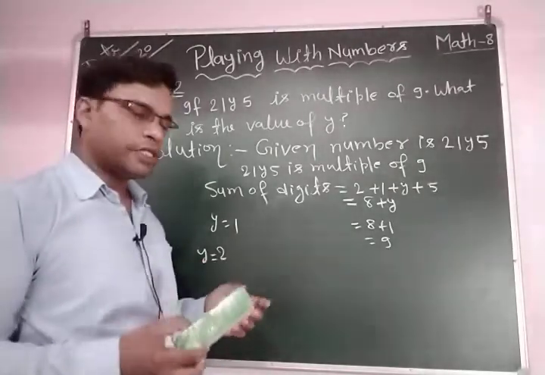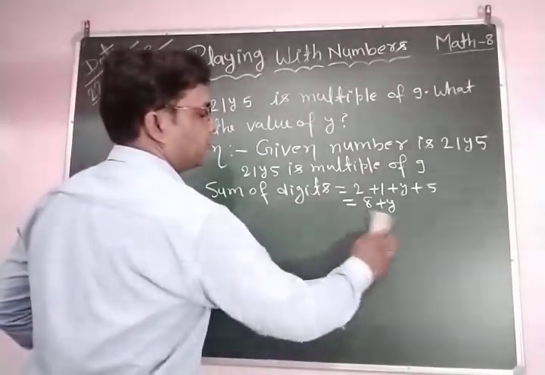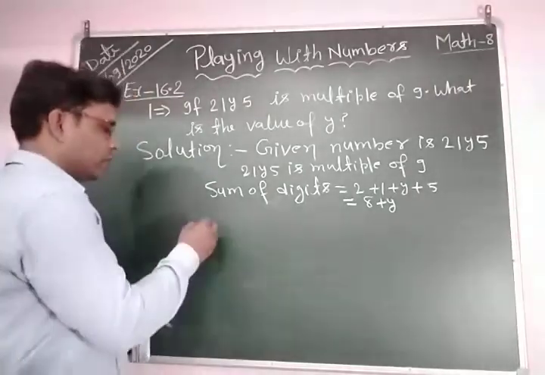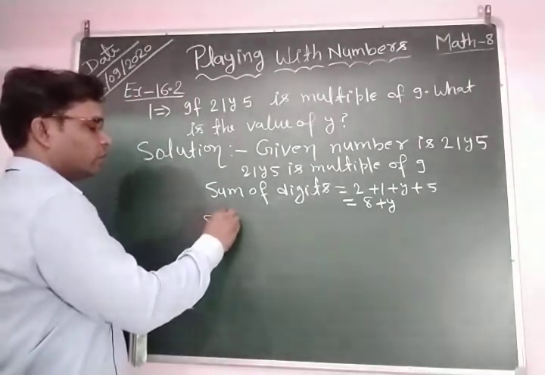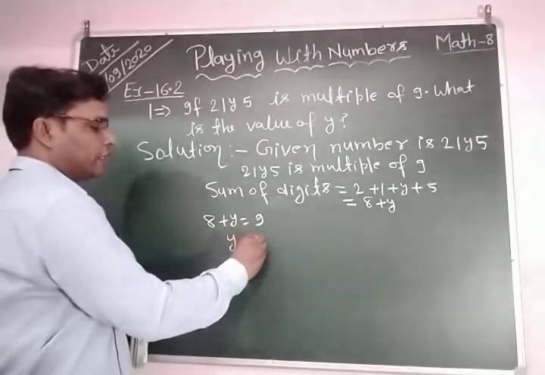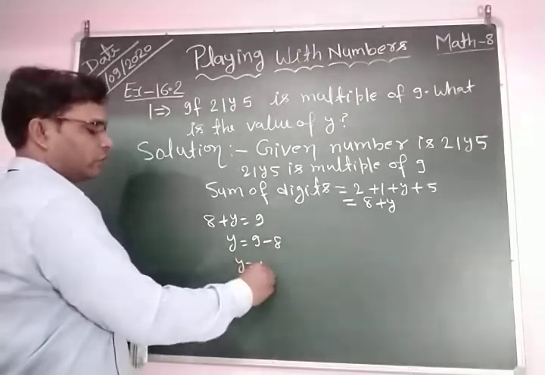Another method is that you have 8 plus y, and this number is divisible by 9, so you can write 8 plus y is equal to 9, or y is equal to 9 minus 8, or y is equal to 1.